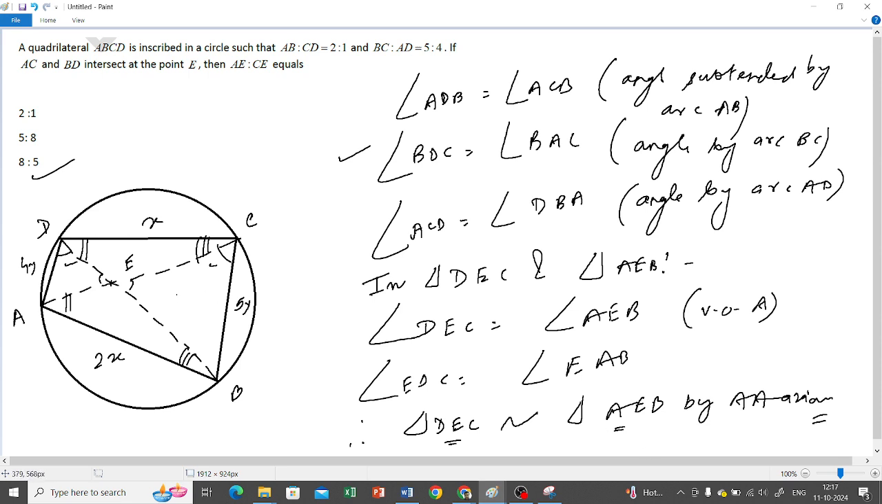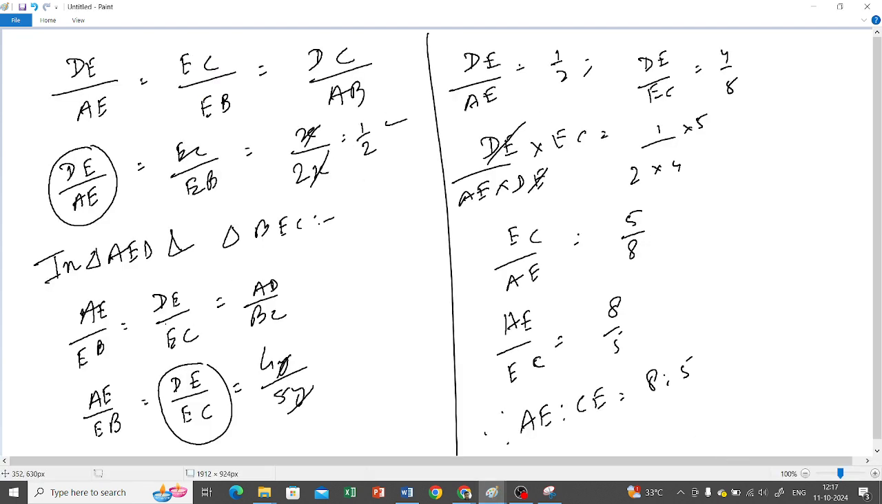AED and BEC. These two triangles are also similar. Why? Because these two angles are equal and these two angles are equal, vertical opposite. So if two angles are equal, then they are similar. In that case, the corresponding sides are again proportional. So AE by EB is equal to DE by EC is equal to AD by BC.